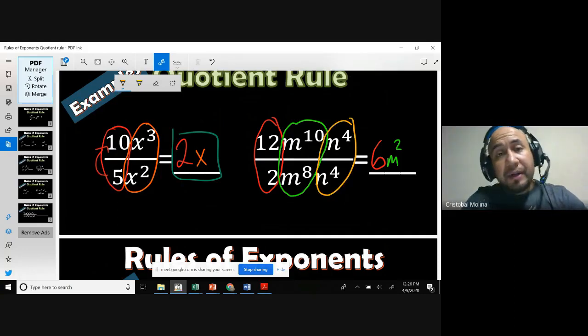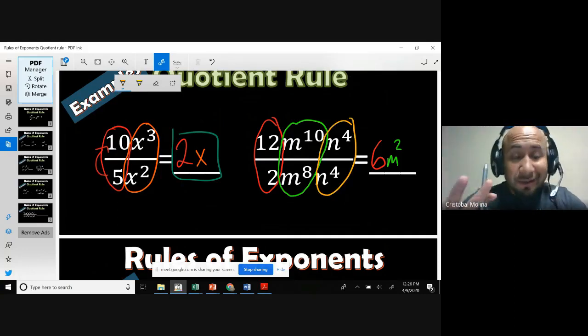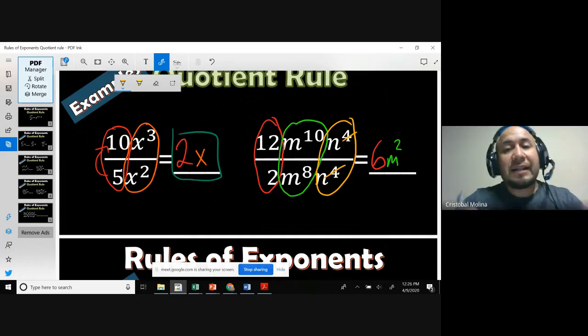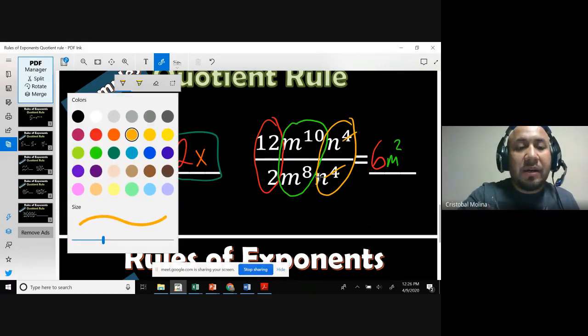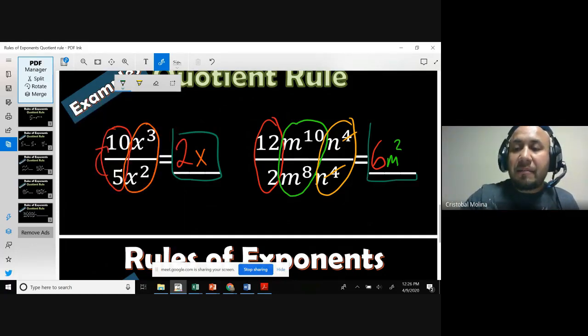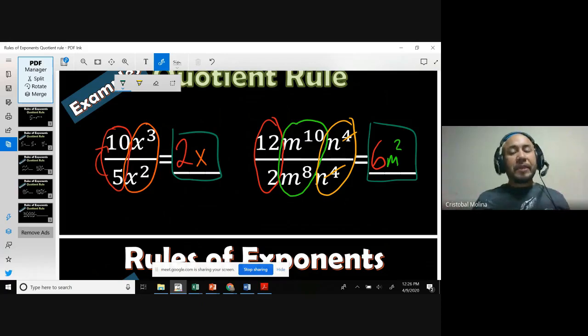And the next one, let me go ahead and work out the n's, right? And remember, we just worked out another example that looked similar to this. N to the fourth divided by n to the fourth. If we subtract the 4 minus 4, that's going to give us 0. So the n's reduce to 1. We take it away. So, of course, that's going to be our answer right there, right? 6m squared. That's it.